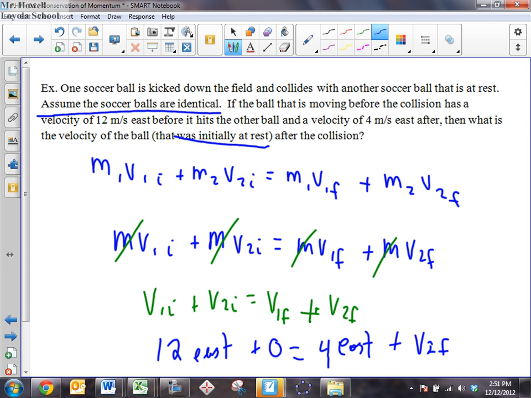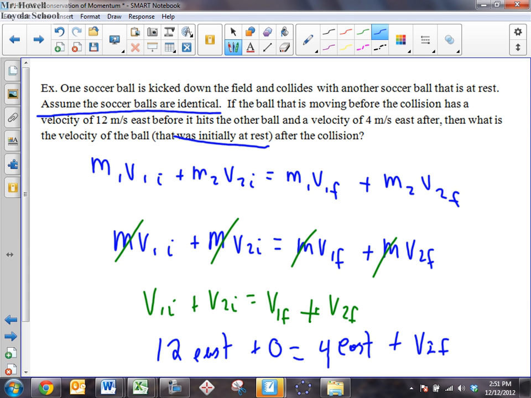This object is traveling east like that. Now, what happens is it's moving at 12 meters per second. It hits into this object. It slows it down and causes this object to shoot off. So they're all still moving east. So our answer in this problem should still be positive.